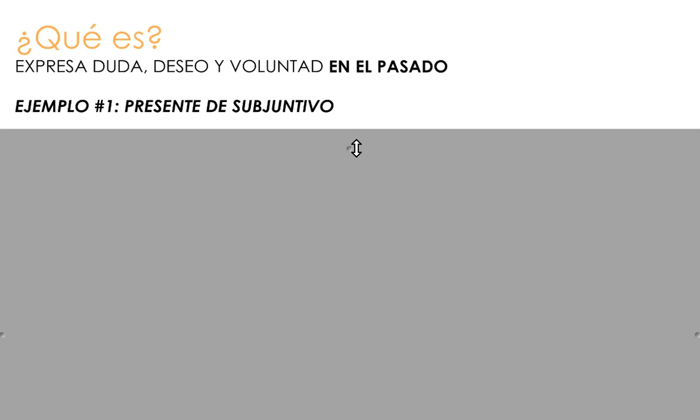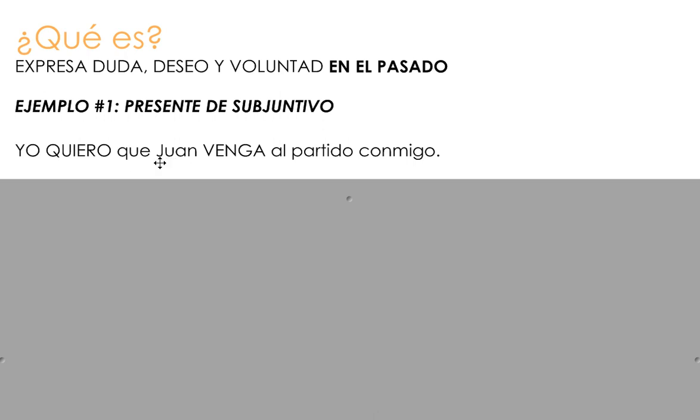¿Qué es el imperfecto subjuntivo? Pues el imperfecto subjuntivo expresa duda, deseo y voluntad en el pasado. En el pasado está en mayúsculas y en negro porque no estamos hablando del presente. The presente de subjuntivo, if you remember, has dos verbos, dos sujetos diferentes, and the verb in the first clause expresses an idea with duda, deseo o voluntad. But that's all in the presente. In the imperfecto subjuntivo, we're talking about the pasado. So I think the best way to start is just to look at a couple examples, and in the next couple videos we'll look at the forms.